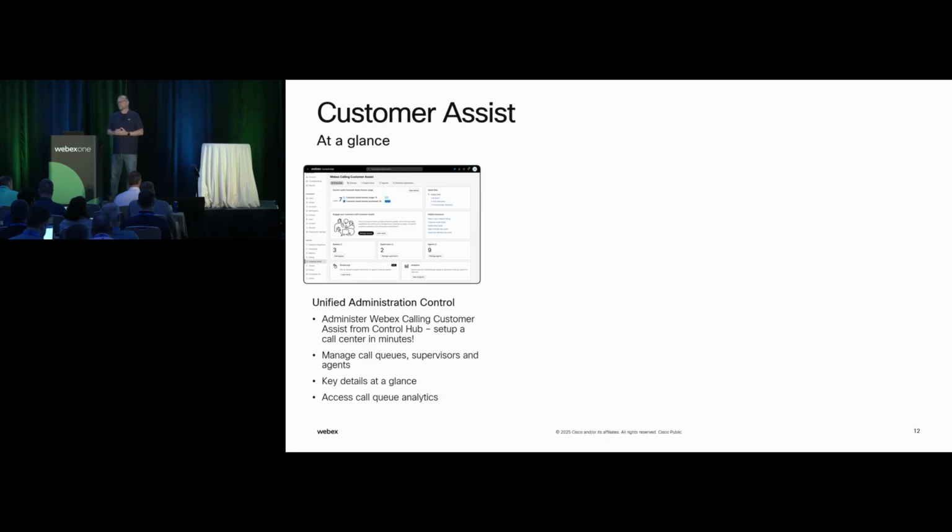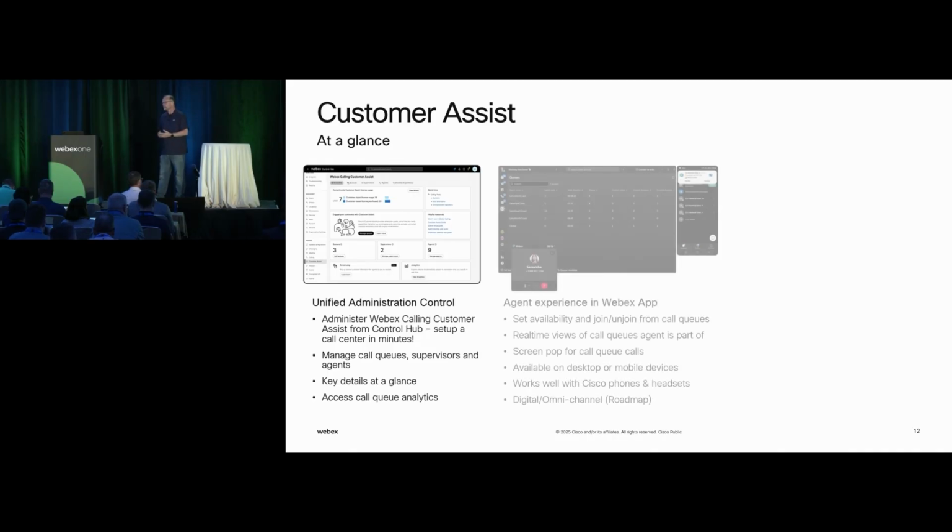So when we talk about Customer Assist, we're going to break it into three different categories. The administration category is the first one. How do you administer it? Where do you configure it? How do you manage it?